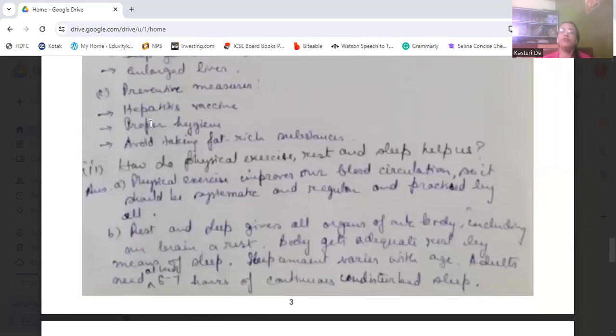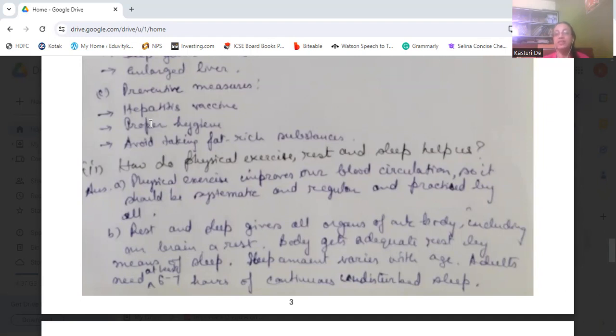How do physical exercise, rest, and sleep help us? Physical exercise improves our blood circulation. It should be systematic and regular, and should be practiced by everyone at any age group.